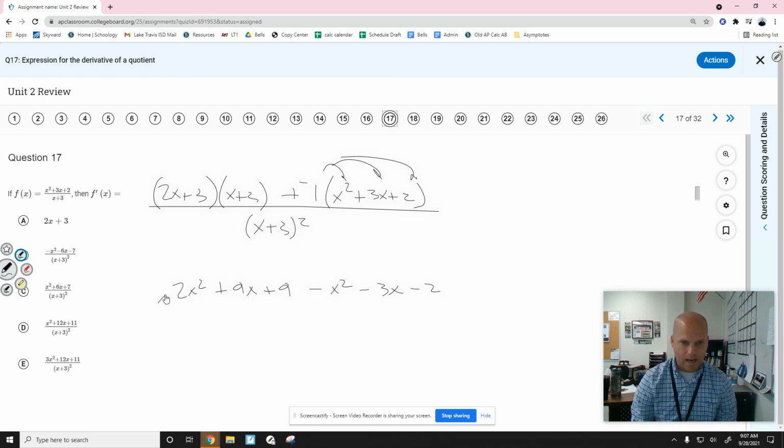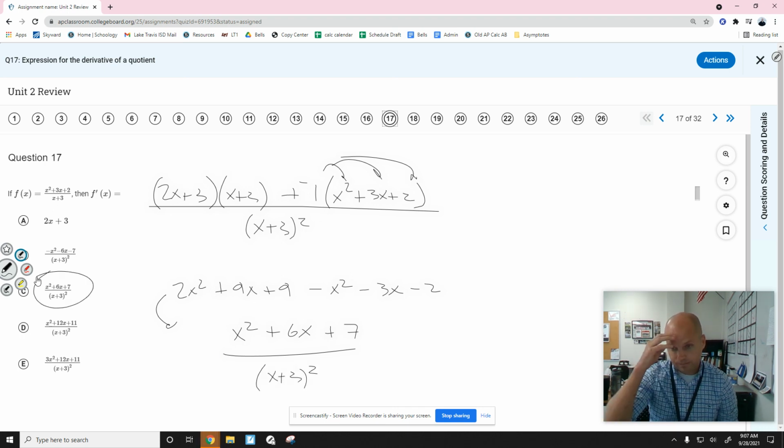Let's just work on the top one more time. 2x squared and negative x squared is 1x squared. 9x minus 3x is 6x. 9 minus 2 is 7. So I've got x squared plus 6x plus 7 over x plus 3 squared. Okay.